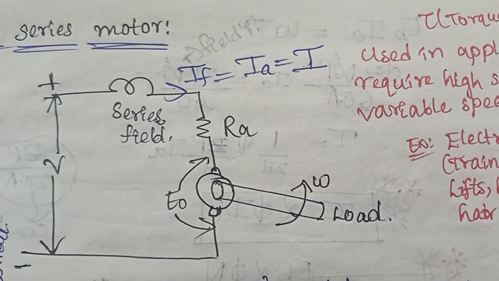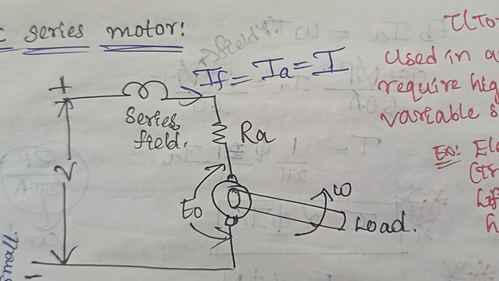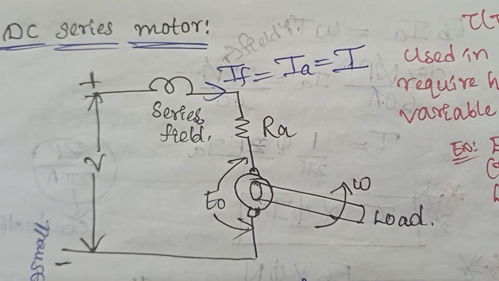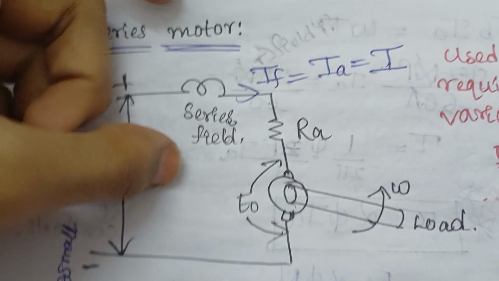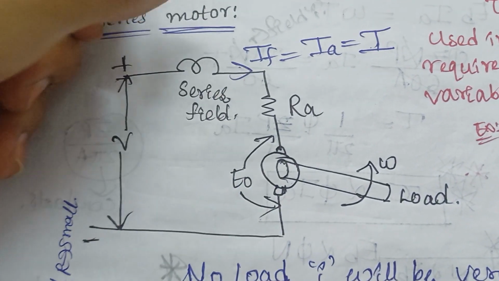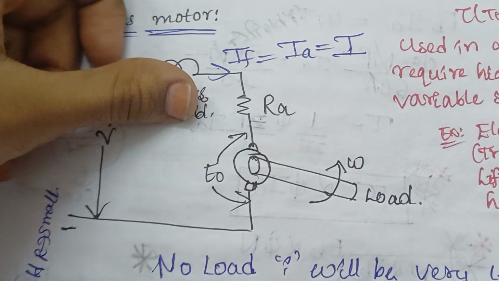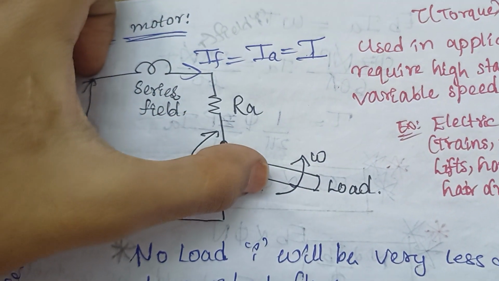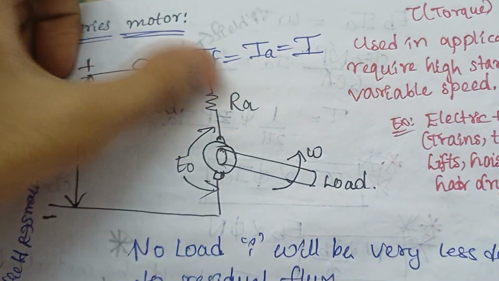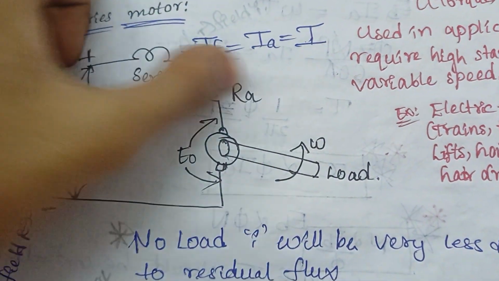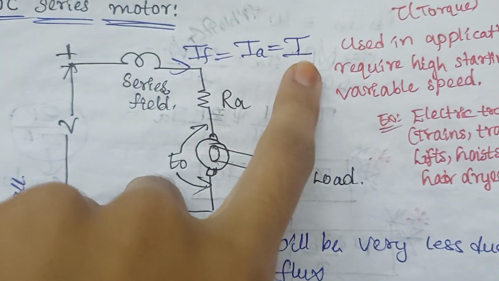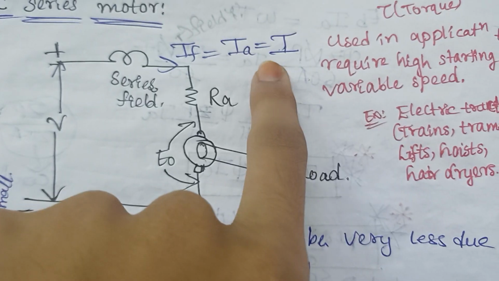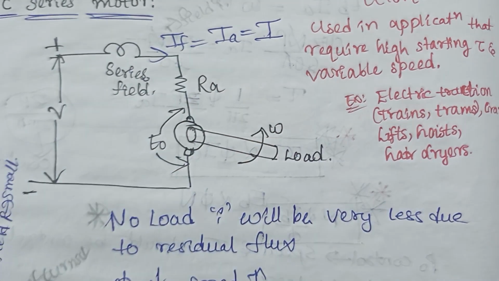Since they are connected in series, we know that the current flowing remains the same whereas the voltage gets divided, right? Here, in the series field the current flowing is If, and through the armature the current flowing is Ia. But since these are in series, If and Ia are both equal, right? So let us suppose that current to be I. Now your field current is equal to your armature current, which is equal to I.